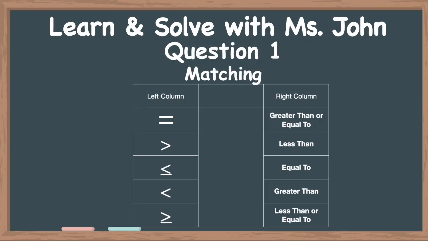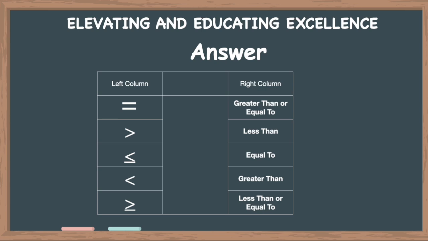Question number 1, matching. You're going to match the left column with the right column. And don't forget to download the video worksheet to help you solve for the answer. You got this. Answer. First row represents equal to. The second row represents greater than. The third row represents less than.